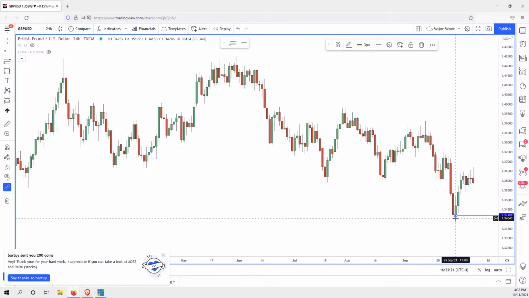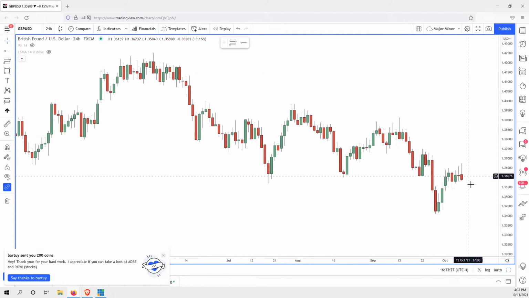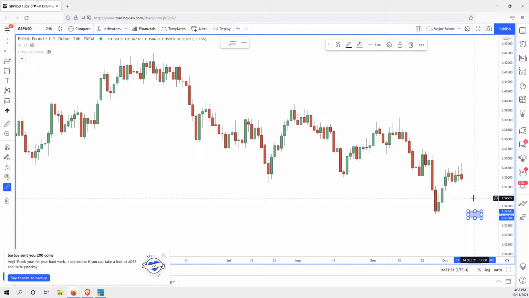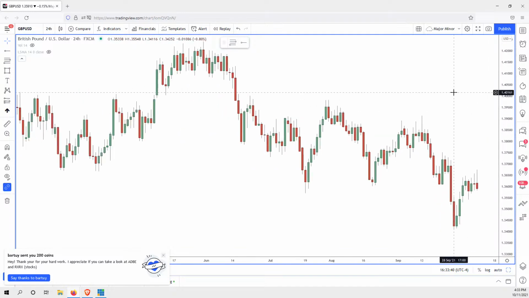What is this low over here? 34.15. I'm sorry, I'm reading the numbers wrong. Yeah, it is worthwhile because that's 200. That's over 100, like 150 pips if it can get here. So if you're risking 100 and you're going for 150 or 200, that's definitely worth the risk. So I like this as a short.